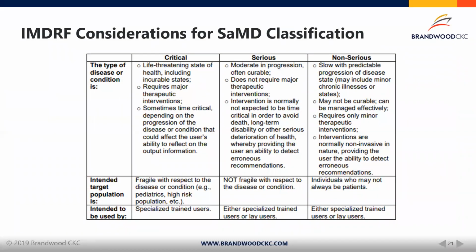So the IMDRF, as I mentioned, has put together a framework of software as medical device classification. And that framework is basically looking at factors that are a lot more representative of the risk posed by such software. As you can see here, there are some examples of how the classification is affected. So looking at the criticality of the disease, whether the disease condition is critical, serious, or non-serious, and whether the intended population is specialized trained users or fragile in respect to the disease condition.